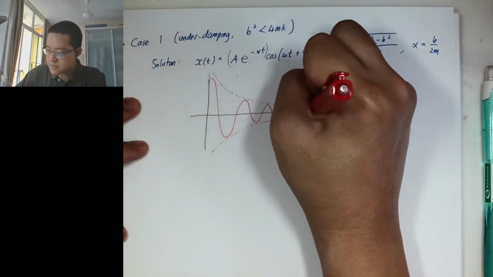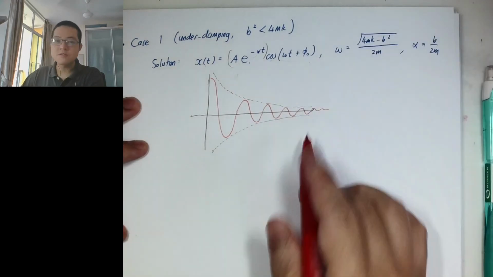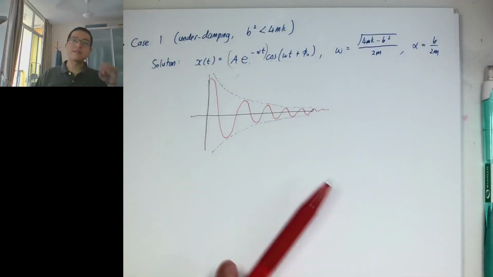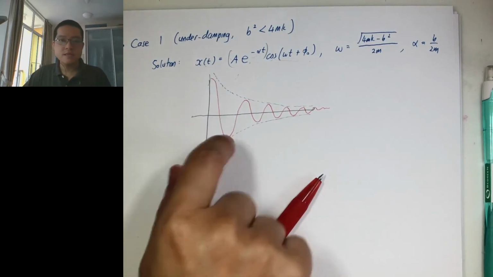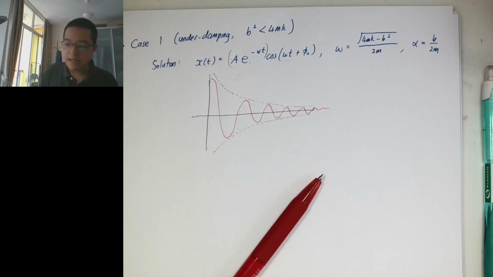So it will reduce and eventually die down to 0. This is why we call it a damped oscillation, right? If there's friction in the system, energy will be lost, so the oscillation will be smaller and smaller until it goes to 0. This is the under damping case. Okay, makes sense, right?